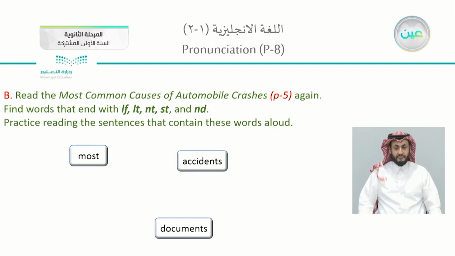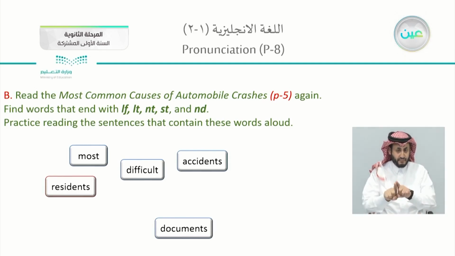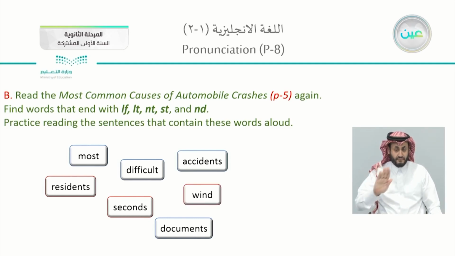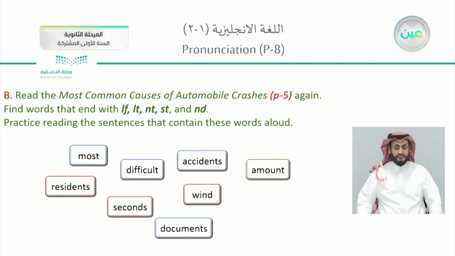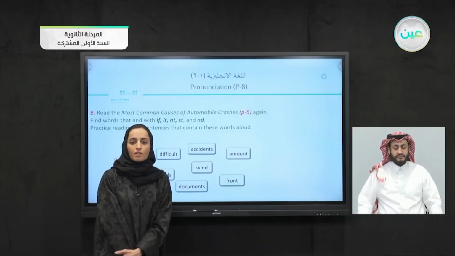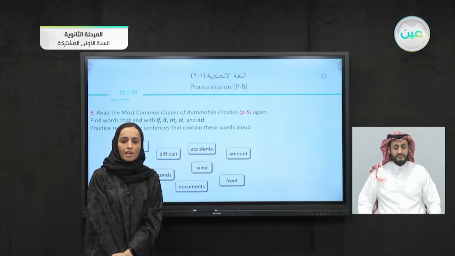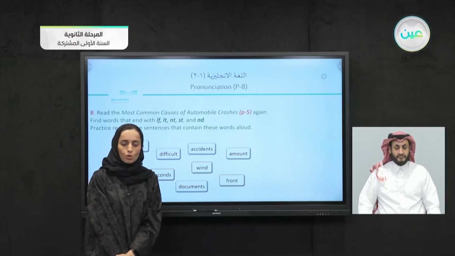Also, documents. We've got also difficult, LT at the end. Then we're having residence, N, T, and S. Also, we're having seconds, final consonant clusters. Wind, N and D sounds, amount as well, and we're having front. And there are many other consonant clusters, whether at the beginning or in the middle, but we have focused on the final consonant clusters, whether it's 2 or 3.